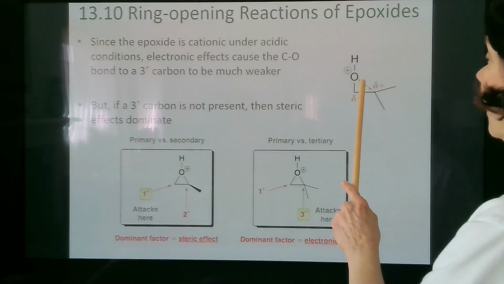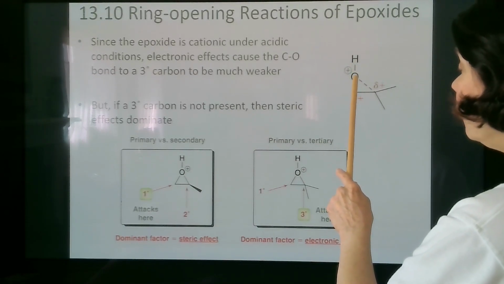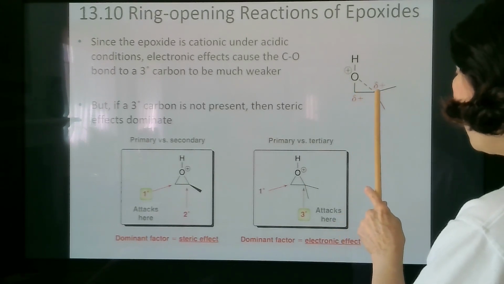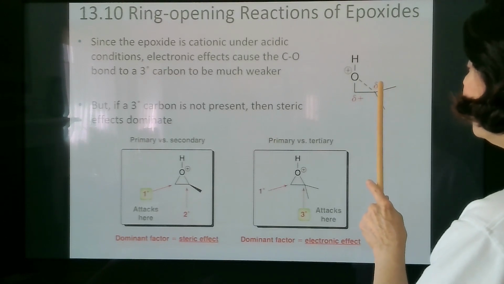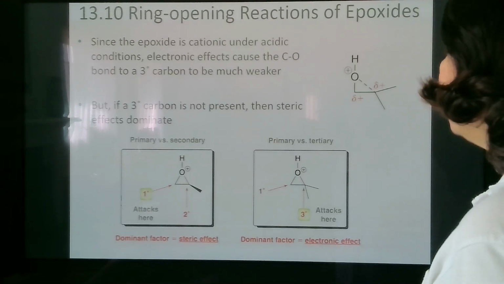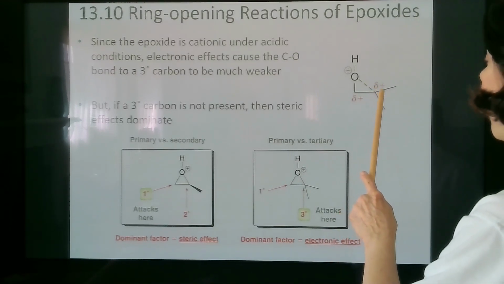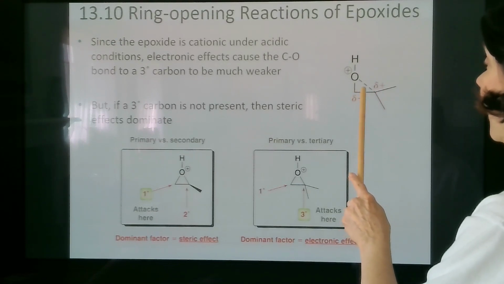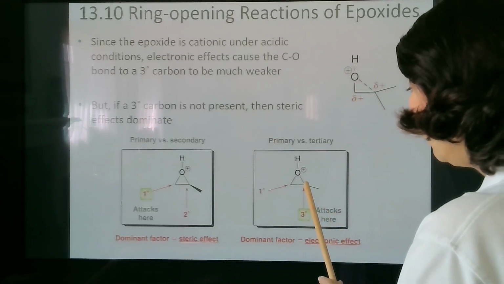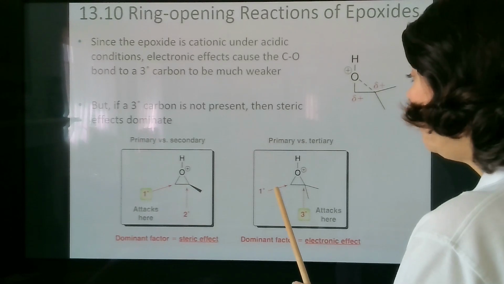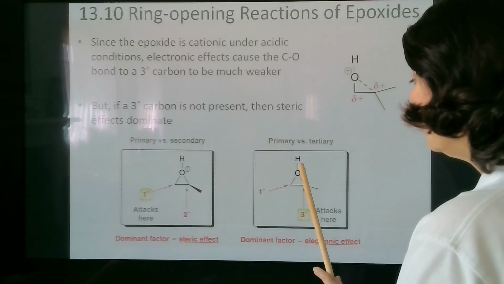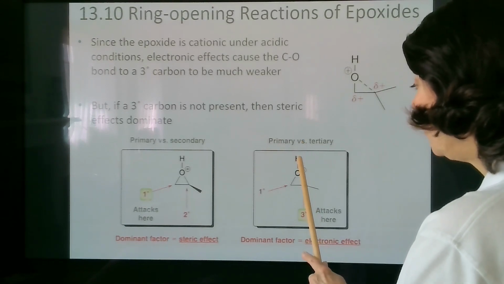So what's happening is when you protonate the oxygen, both of the carbons are partially positive. But this carbon, since it is tertiary, is better able to bear a partial positive charge. And so it opens up a little bit, and this partial positive is a little bit greater than at the other end. And so in that case, you will have the nucleophile attack here. The other end could be primary or secondary, it doesn't matter. If you have a tertiary end, that is where you will have attack under acidic conditions.